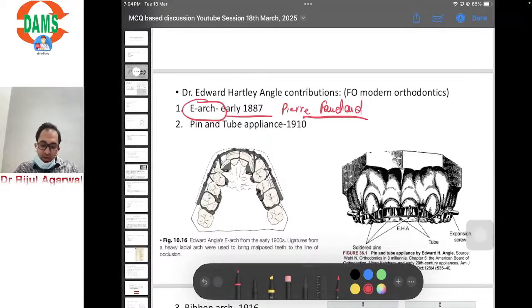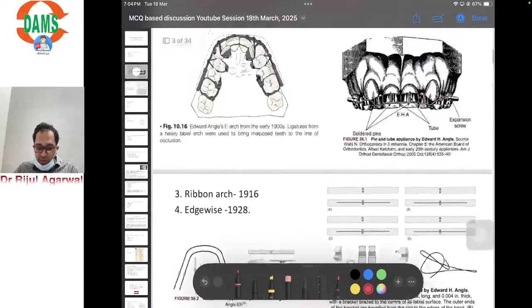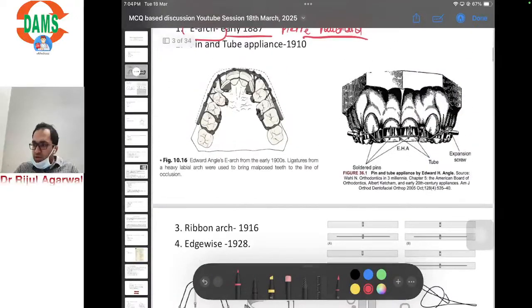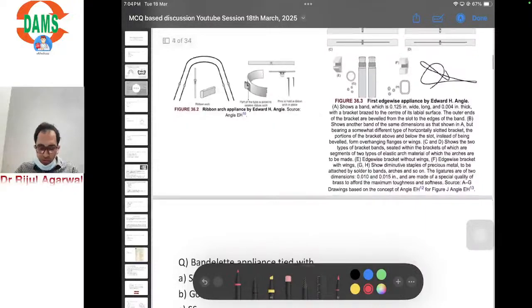Further, he modified it and gave the pin and tube appliance. Third was the ribbon arch, and fourth was the edgewise appliance, which we are using till date. So this is a quick revision, and quick images of these appliances are shown here. You have already gone through them in your class notes.